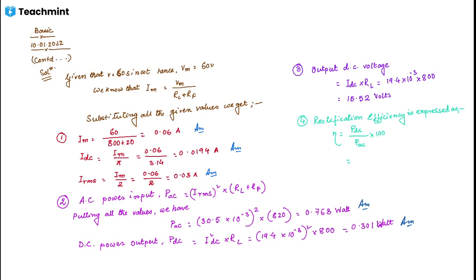So that is equal to 0.301 by 0.763, into 100. So that gives you how much? 39.5%.